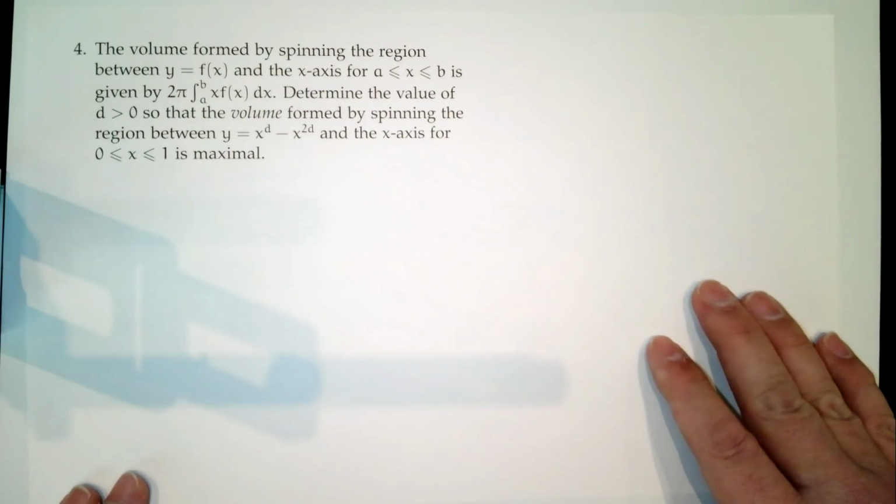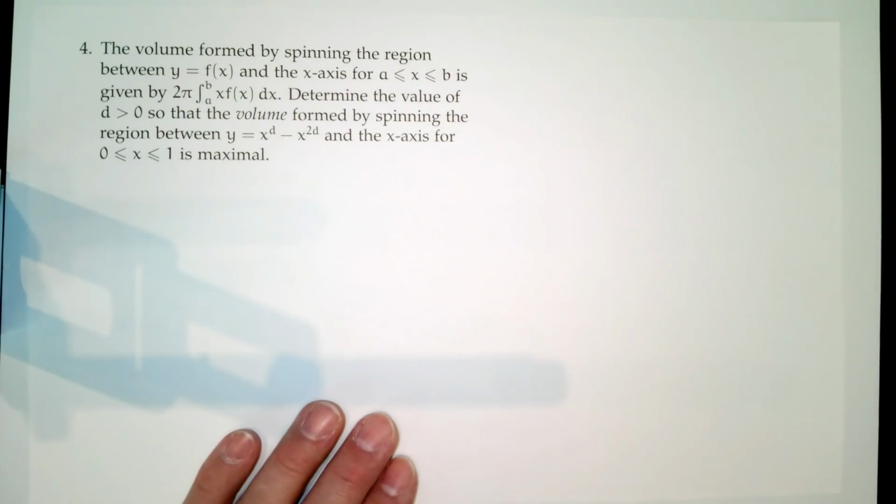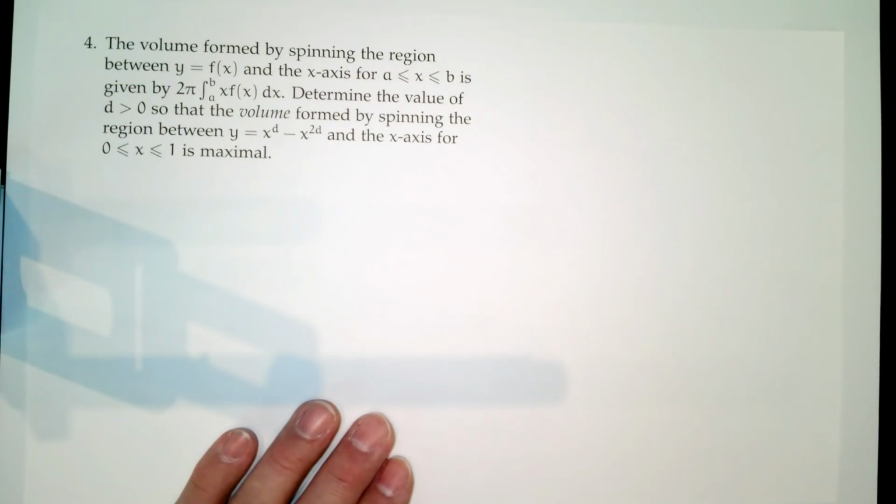This one, it's a good preview for what you're going to be doing in a few weeks when you show up to Calc 2. So you have a volume which is formed by spinning the region between y equals f of x and the x-axis, where a less than or equal to x less than or equal to b, and it's given by the following formula. This is not anything other than a definition. It's 2 pi integral a to b of x f of x.